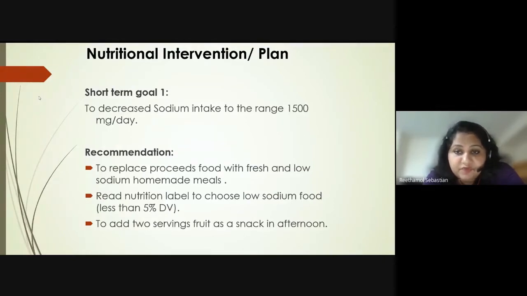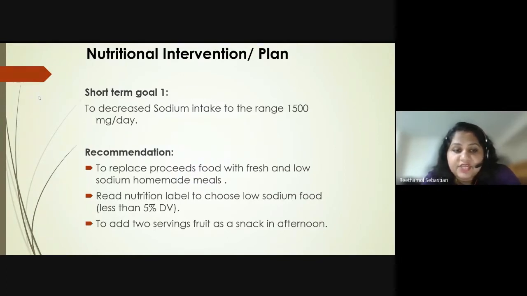To replace processed food with fresh, low sodium homemade meals. Processed food itself is high in sodium, so replacing that with fresh food is a good idea. And read the nutritional label to choose low sodium food, which is less than 5% of daily value. We all know anything more than 15% is a lot, anything 5% of daily value is less. So maybe he should start reading the nutritional label, which could help him to buy foods which are low in sodium, so that if we cook food from home, okay, these are all interconnected recommendations.